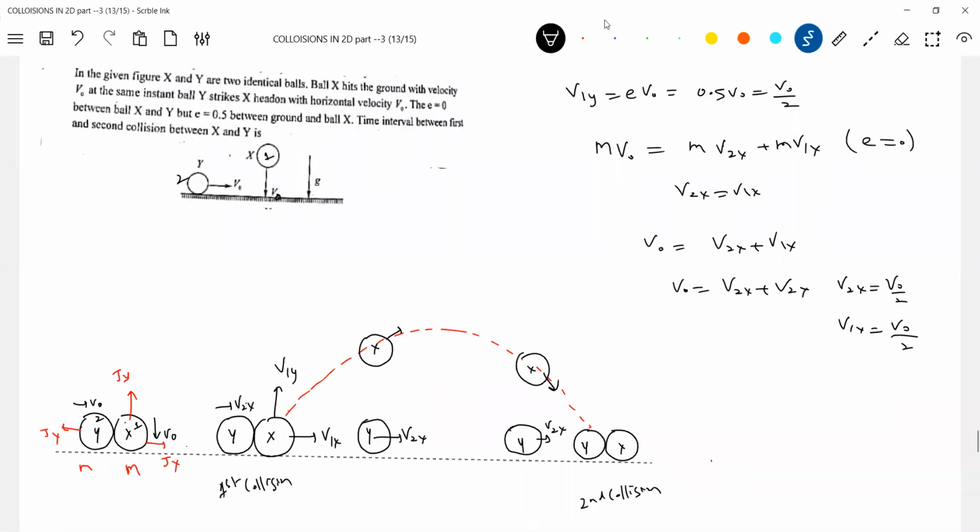Now it is asking the time interval between first and second collision between x and y. I think it's quite simple, no? I'll define t equals 0. What is the time of flight? 2 V1y by g. What is V1y? V0 by 2. This will be the time.